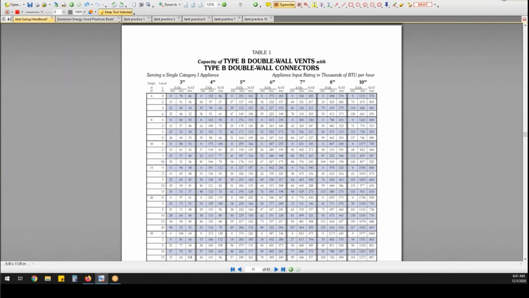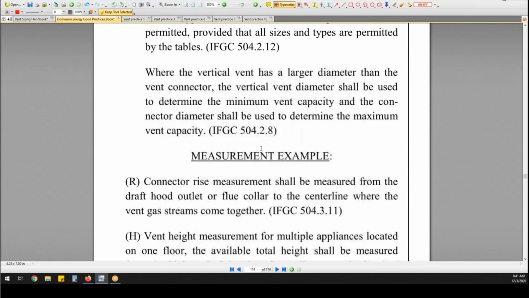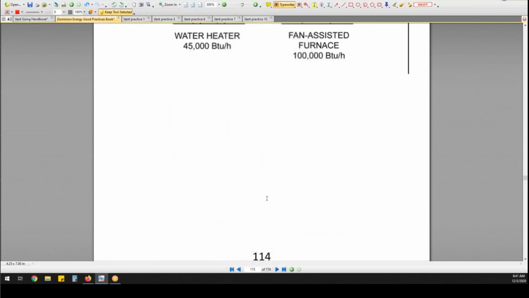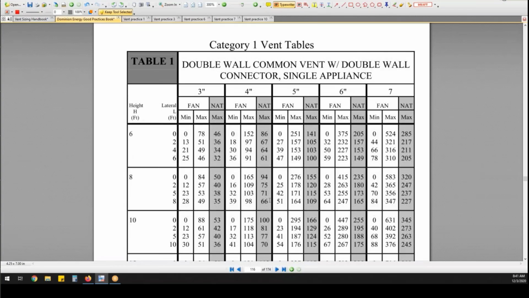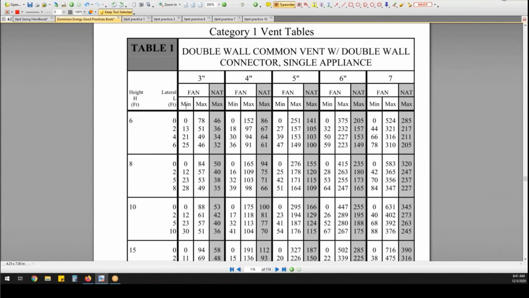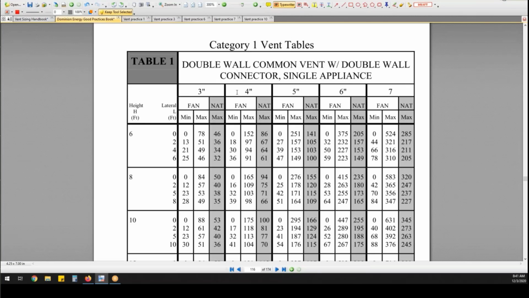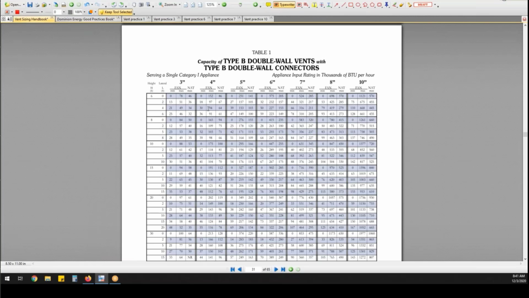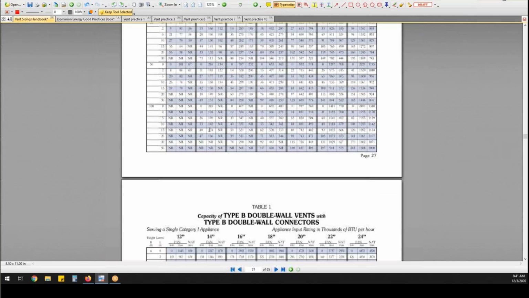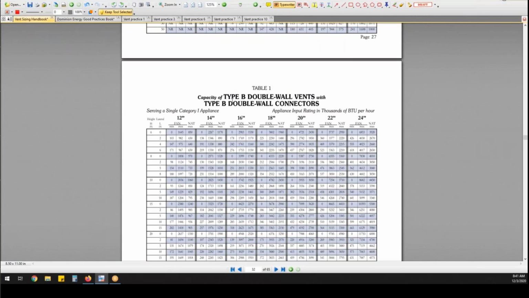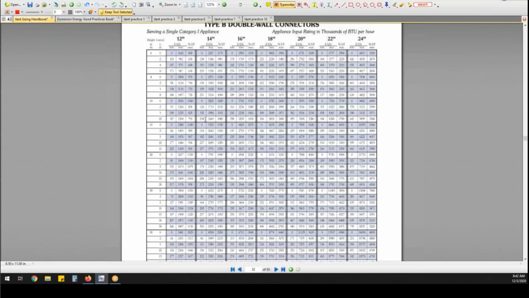If I go over to the Good Practices book, that exact same table is also in the Good Practices book. And this exact same table is also in the IFGC. The thing is, you've got to know which table you're working in because there are several of them. Here's another table. Type B double wall vents. Okay. Oh, we're still in the single category 1 appliance, sorry.